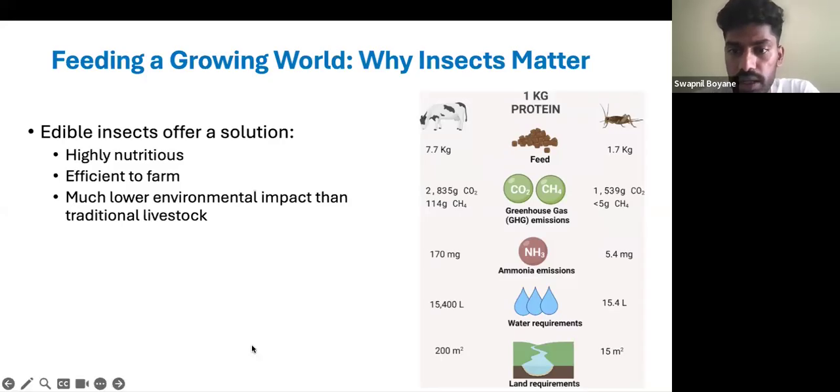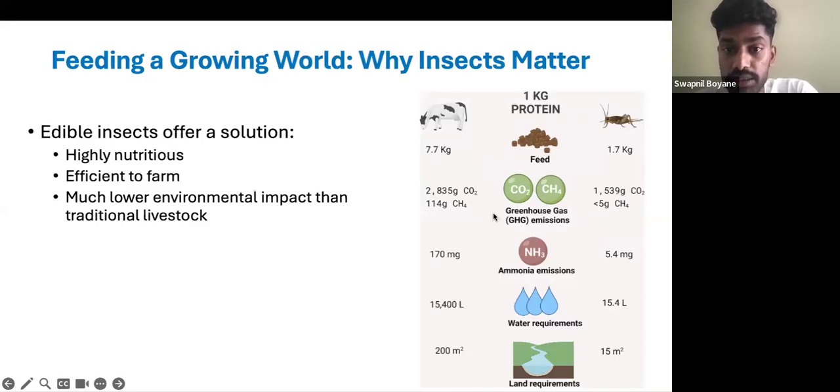So I have a figure here on the right hand side which shows the comparison between insects and conventional livestock. I'm going to explain what this comparison means. To obtain 1 kilogram of protein, we have to feed conventional livestock 7.7 kg of feed, whereas for insects, here we have the cricket, we have to give just 1.7 kg of food. And then when we think about the environmental impact, the impact of conventional livestock is going to be very high, because the carbon dioxide and methane gas produced by conventional meat production is very high compared to insects.